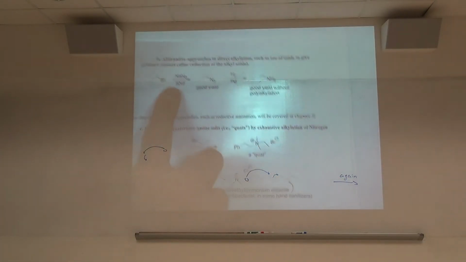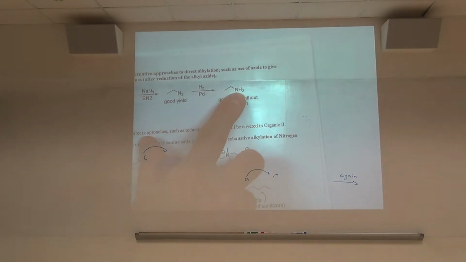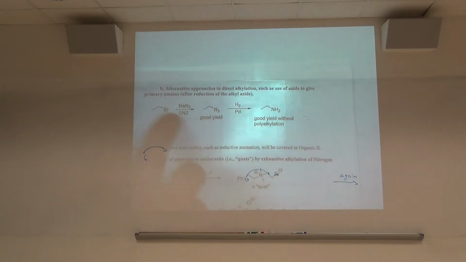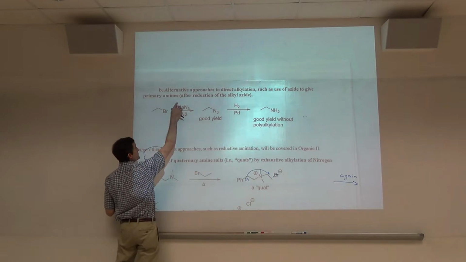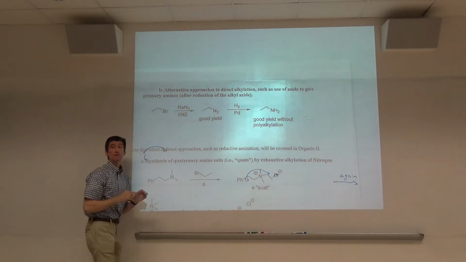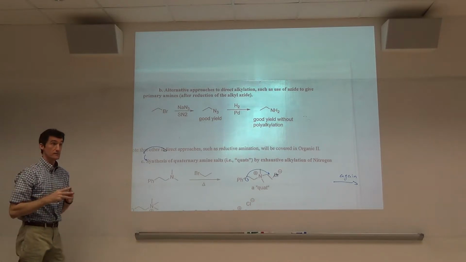One of the indirect routes is making this compound, which we just showed, the other way, because making it this way is a problem. React this with sodium, what is N3 called? Azide. Sodium azide.